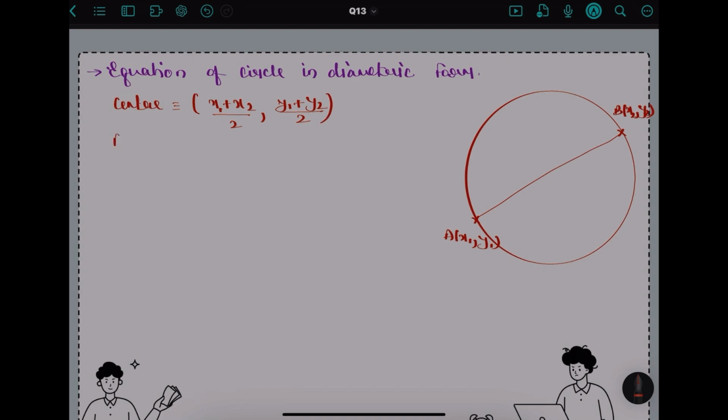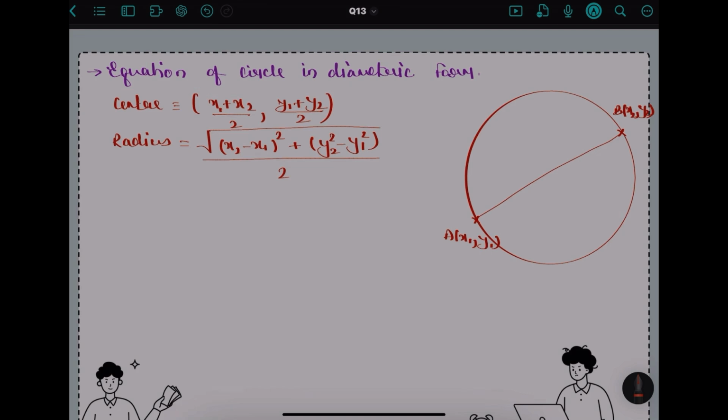Now how will we get the radius? You will get the radius by dividing the distance AB by 2, because it is the diametrical endpoint. So I can write root of (x2 minus x1) whole square plus (y2 minus y1) whole square, and then divided by 2. This way you will get the center and radius of the circle.